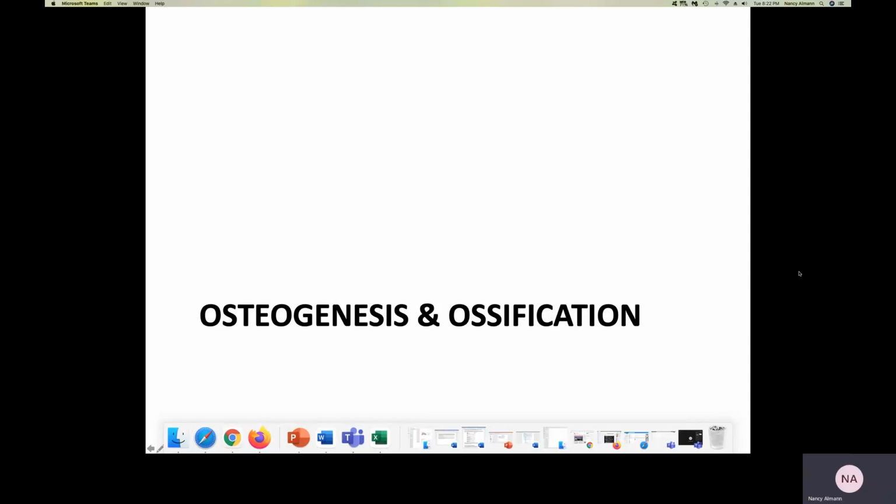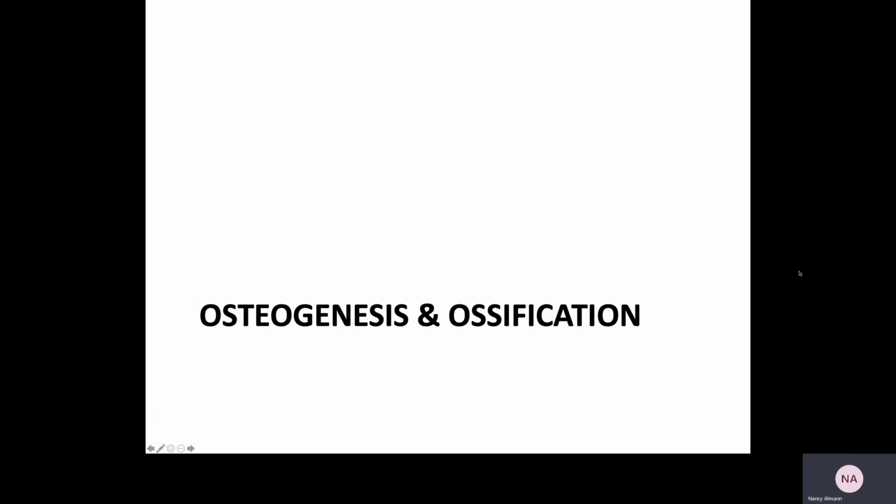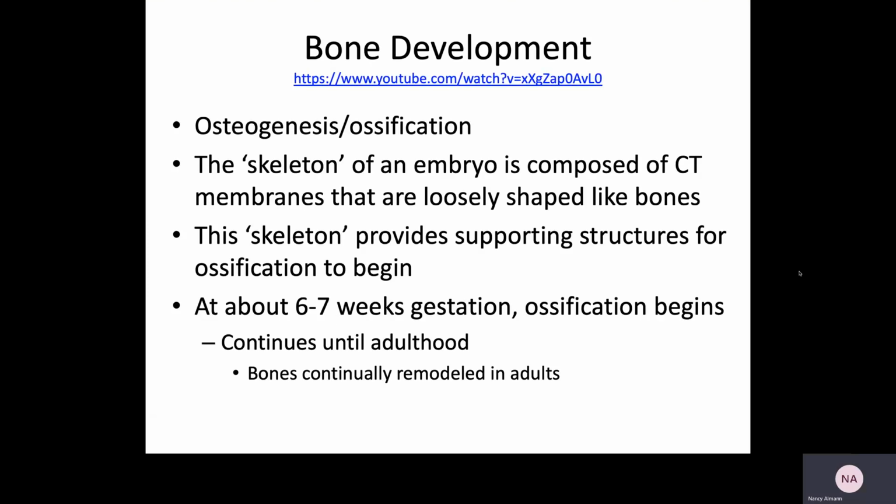Of course, we have to talk about the development of the skeletal system, starting in the embryo. A big fancy term for that is osteogenesis. If you take a look at the word osteogenesis, it tells you exactly what it means. Osteo for bone, genesis for giving rise to. So this process is giving rise to bone.